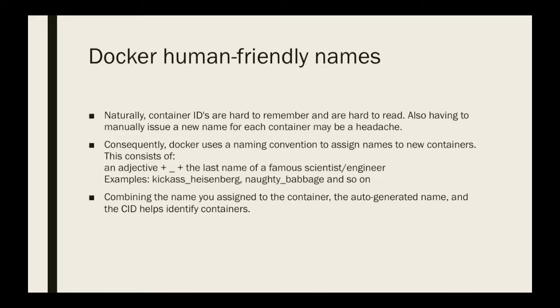In the previous lecture we stopped at how Docker deals with container IDs and how you can interact with containers using either their full container ID, their shortened container ID, or their names. And speaking of names, Docker has a mechanism of automatically assigning human-friendly names to containers that the user did not assign names for. Naturally, container IDs are hard to remember and hard to read, and having to manually issue a new name for each container may be a headache. Consequently, Docker uses a naming convention to assign names to new containers.